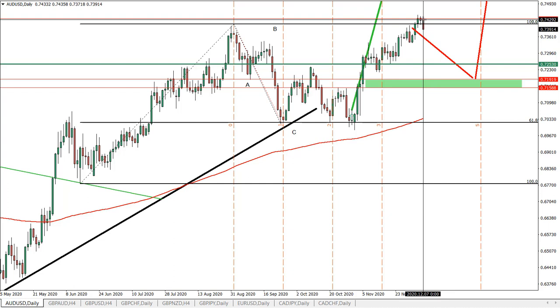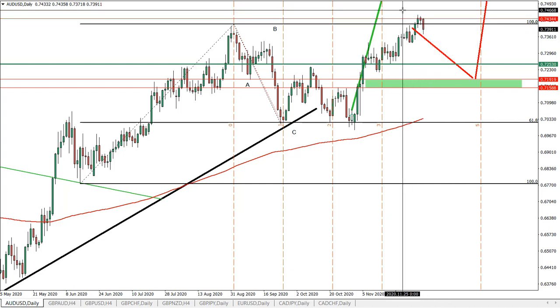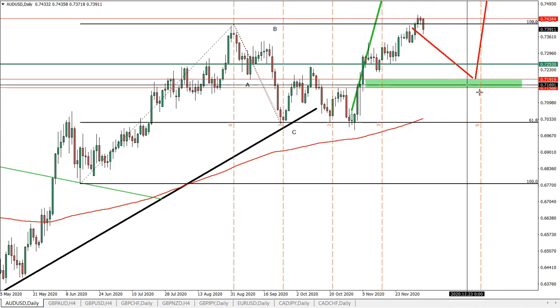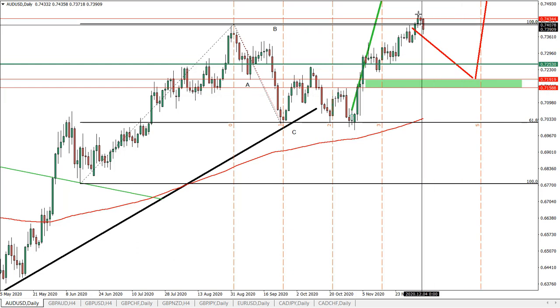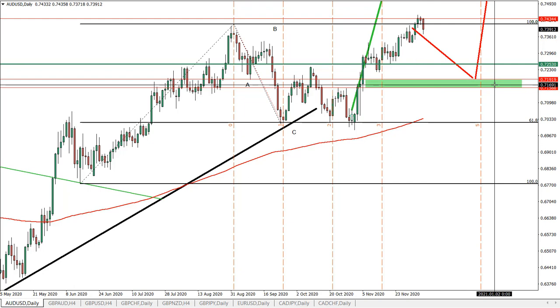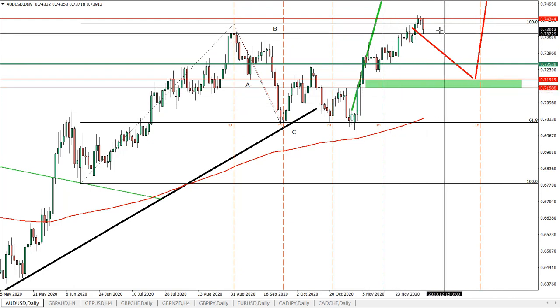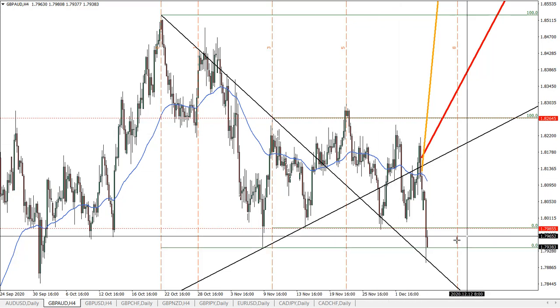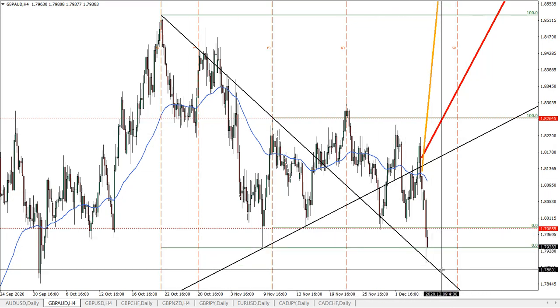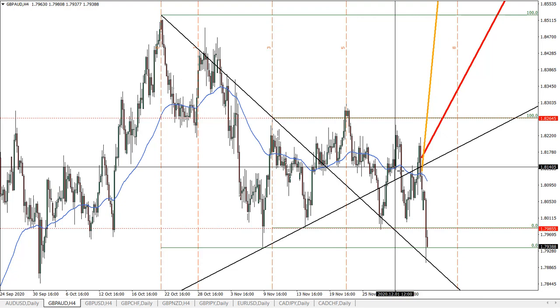This is a long expected correction, which I think will be pretty strong. So it started, the next cycle will be at the end of this month. So this could be one month of correction for the Australian dollar. Next one is pound Australian dollar. Well, this one is moving down, producing lower lows and lower highs.